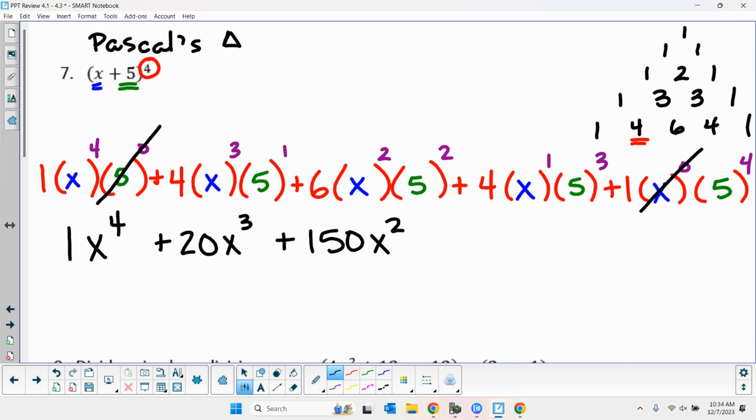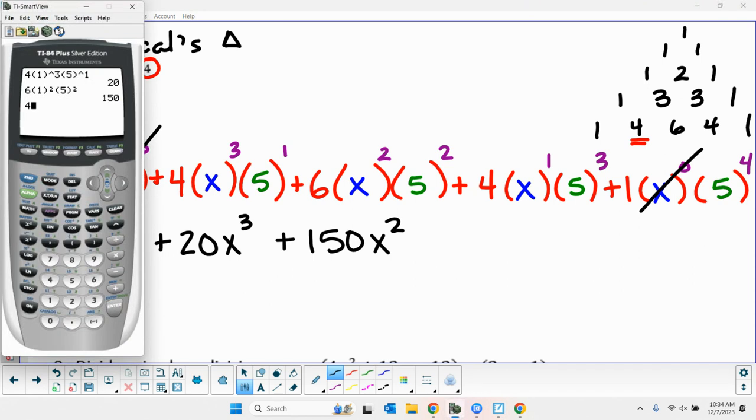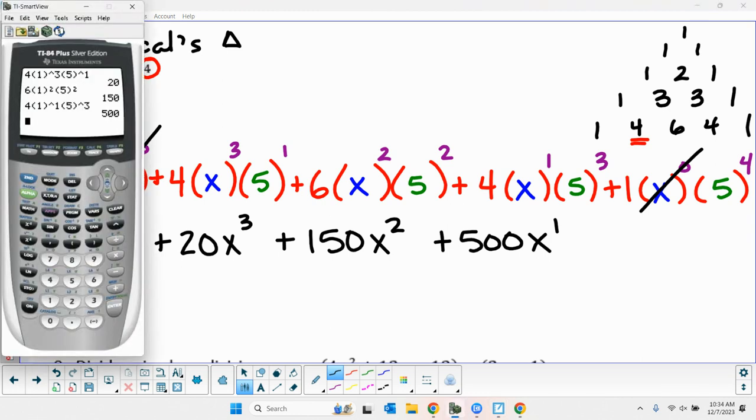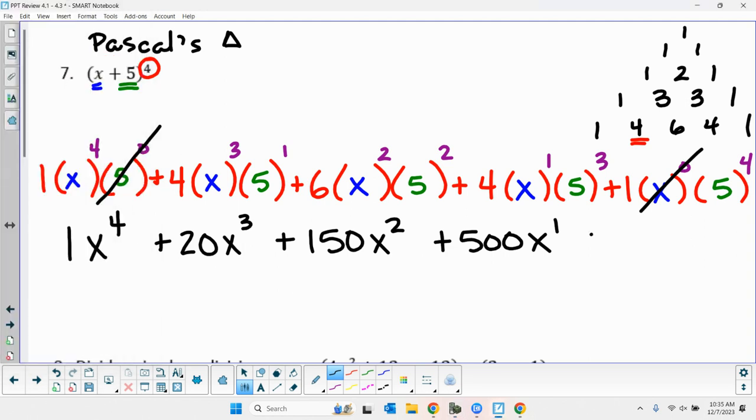And I'm going to go back to my calculator and put 4, 1 to the first, which again, you don't really have to do that because you guys know that's 1. And then 5 to the third. But if you want to do the ones, that's fine. That's positive 500. So plus 500 x. If you want to put the 1, you can. You don't have to. And then the last one is just 5 to the fourth. And you get 625, which is also positive.